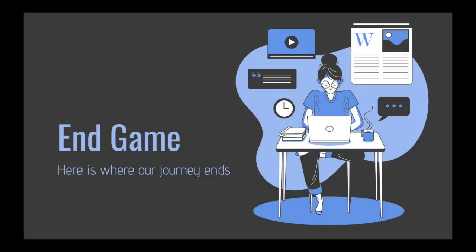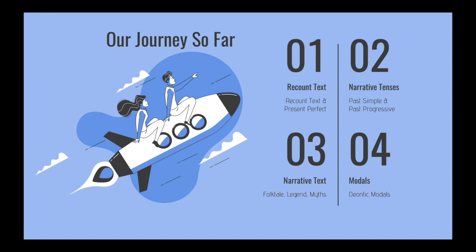Right, as I said earlier, this is the very last material that I'm going to give you. So first, let's have a look at the things that we have discussed this whole semester. Our journey so far is that we have discussed recount text, including the tense, which is present perfect. We also discussed narrative tenses, which are simple past and past progressive. And then we also talked about narrative texts, for example, folktale, legend, and myths. And the last one, we also talked about models.